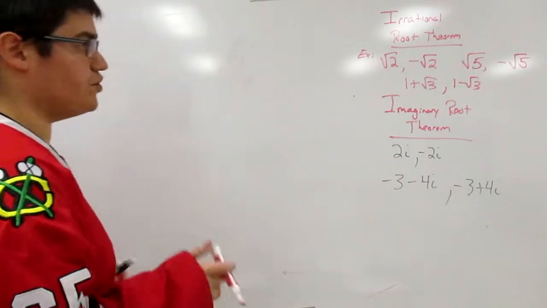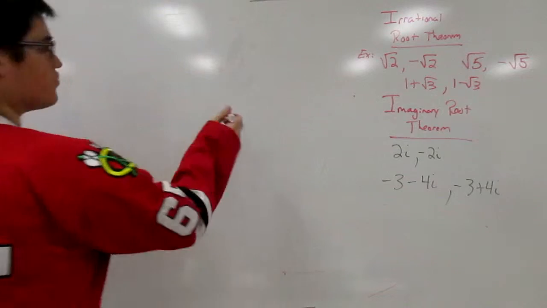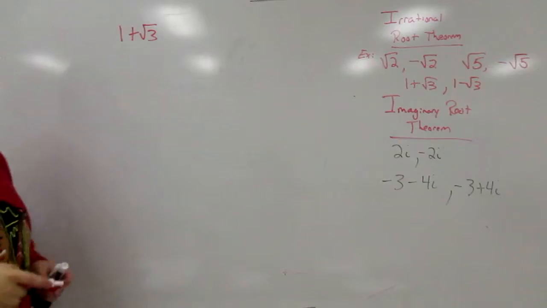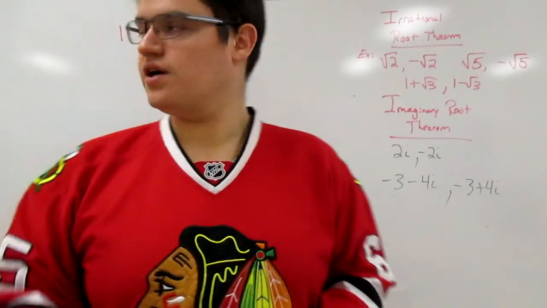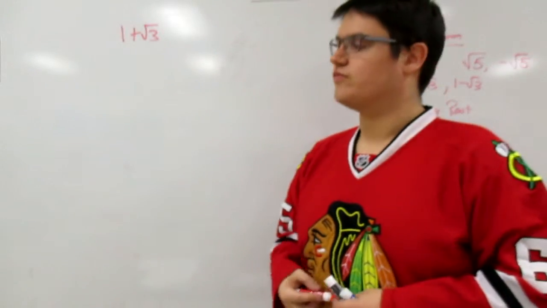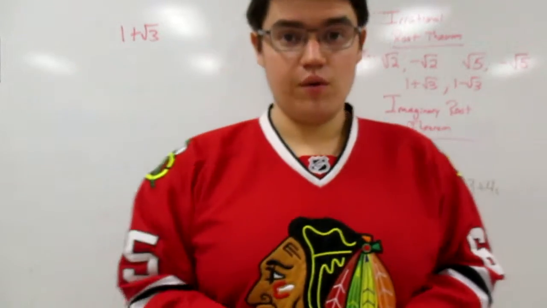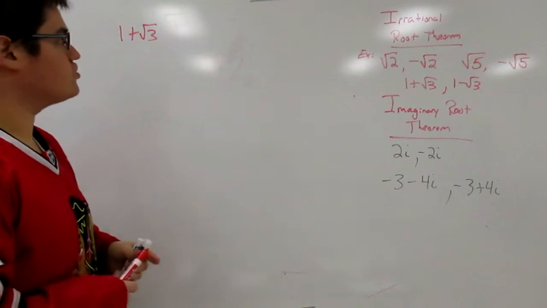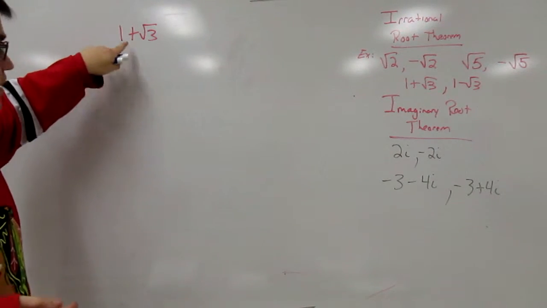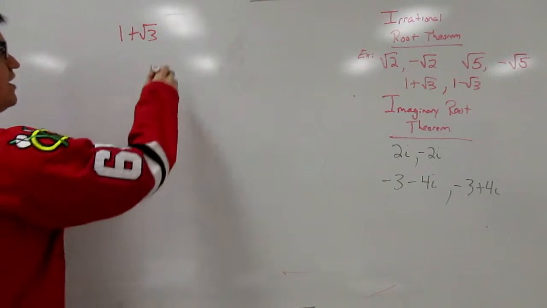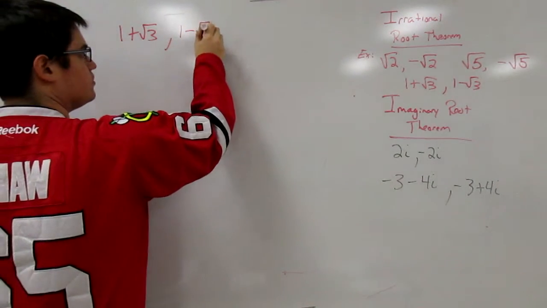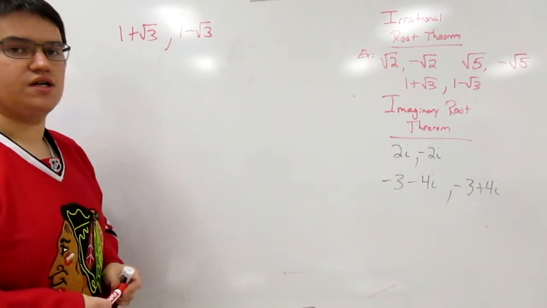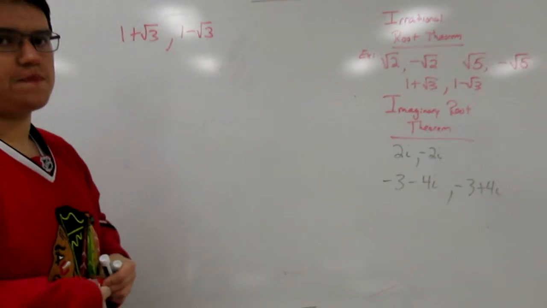So suppose they tell you that you have a polynomial that has a root at, let's just say, 1 plus square root 3. So first thing we want to do, using the irrational root theorem, we know that these come in pairs. So if we have a root, or a 0, here, we also have to have one at 1 minus square root 3. That's just what this theorem tells us, and we saw that all the time when we work with these.